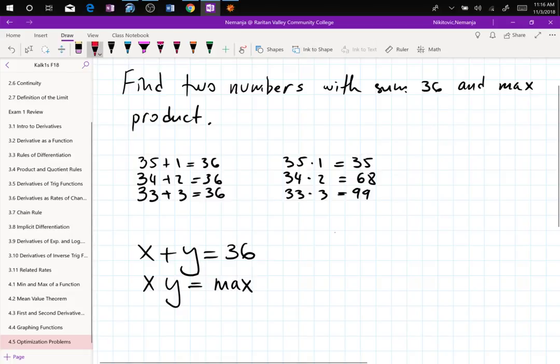So now, in the language of our section 4.5, this particular equation is called the constraint. And this is the objective equation. So constraint and objective. Objective is what you're trying to achieve. You are trying to maximize the product. And under the constraint that numbers have to add to 36.